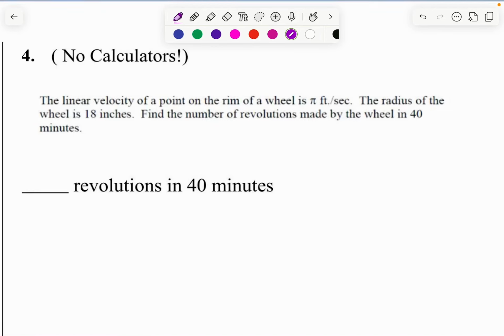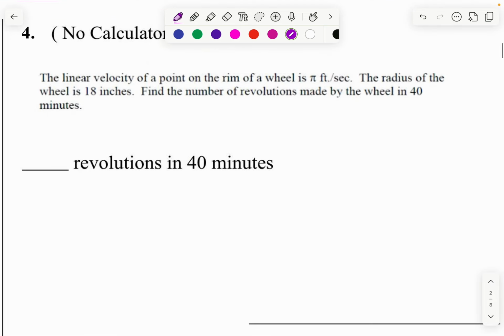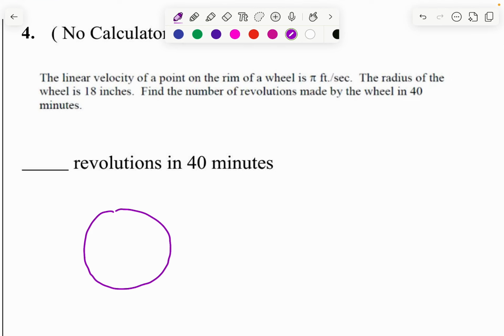Okay, this problem says the linear velocity of a point on the rim of a wheel is pi feet per second. The radius of the wheel is 18 inches. Find the number of revolutions made by the wheel in 40 minutes. Okay, so revolutions in 40 minutes are rotational speed. I'm given a linear speed first.